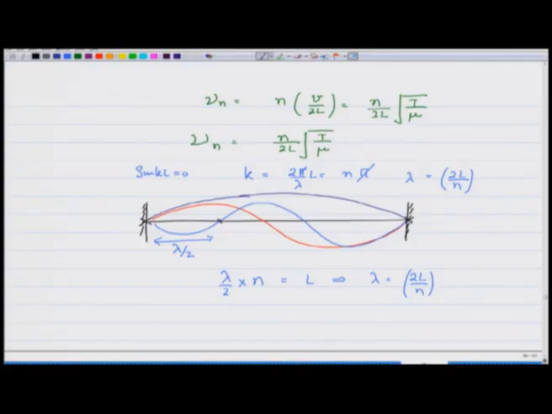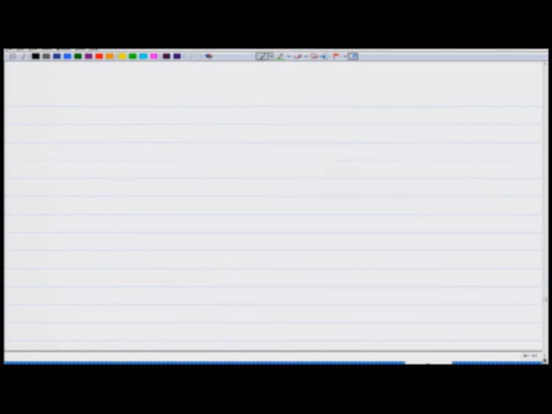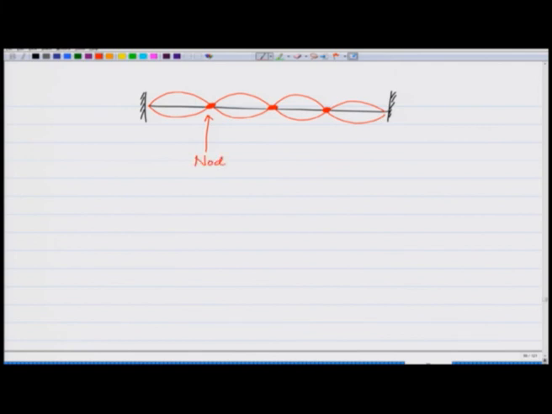Now, these points which are always at 0 displacement are known as the nodes. So, for this string which is vibrating at a certain frequency with both ends tied, let me make a general standing wave like this. The points which are always at 0 displacement, these ones which I am putting these big dots at, are known as nodes. The points which are at maximum displacement, maximum amplitude, are known as antinodes.